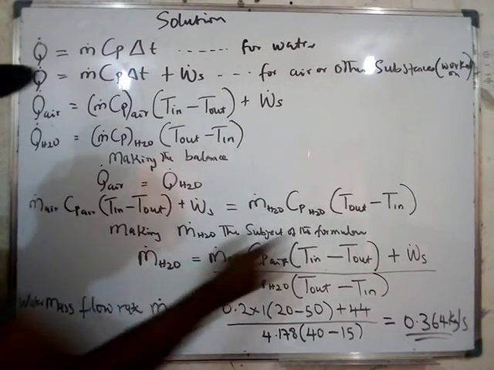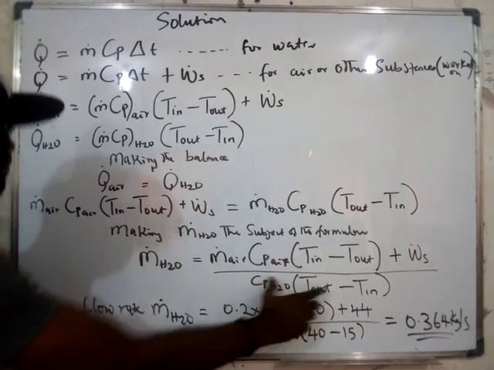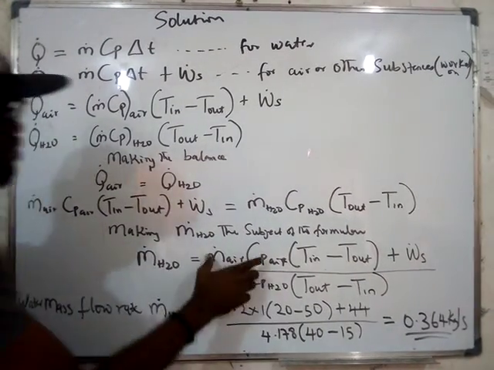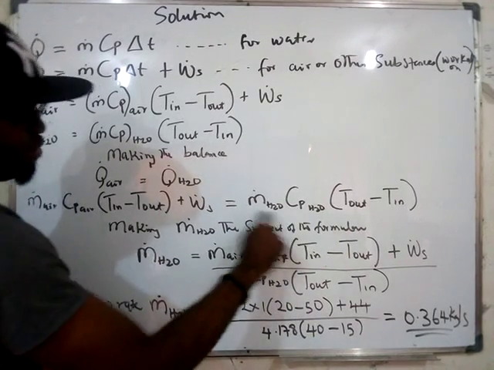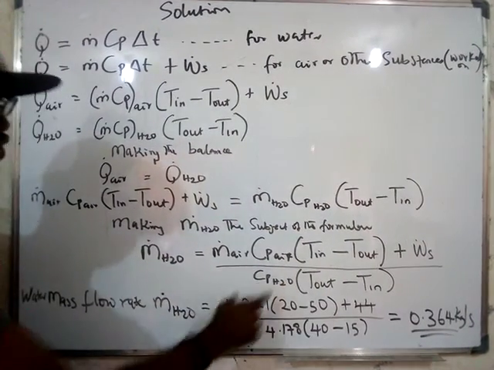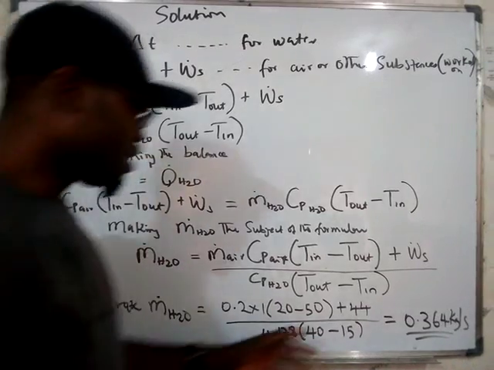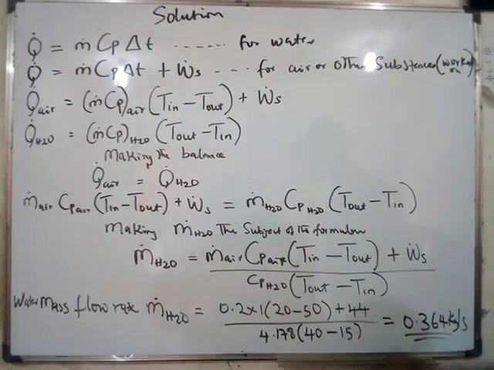So mass flow rate of water, making it the subject, this is it here. So you put it here. Every other thing that is attached to it goes down. You place all this one up here. What is attached to the mass flow rate of water goes under. You substitute; all these things are given in the equation.